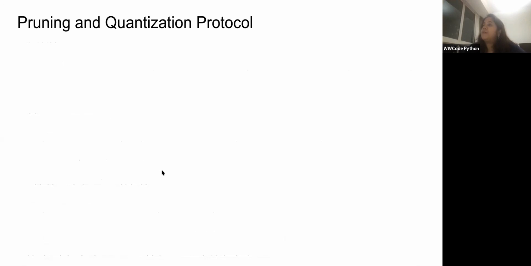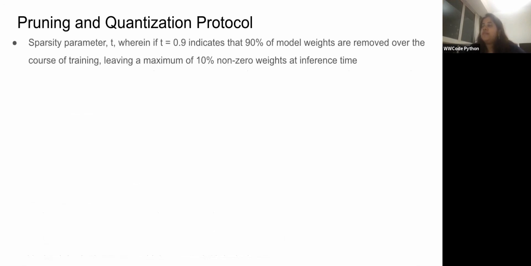So what are the pruning and quantization protocols? There's a sparsity parameter T. If T is 0.9, it means that 90% of model weights are removed over the course of training, leaving a maximum of 10% non-zero weights at inference time. Basically, it's a parameter they're using to quantize.